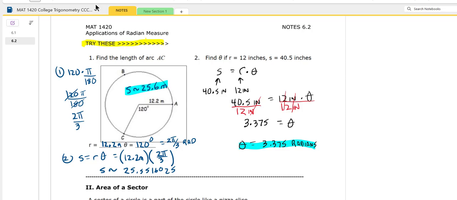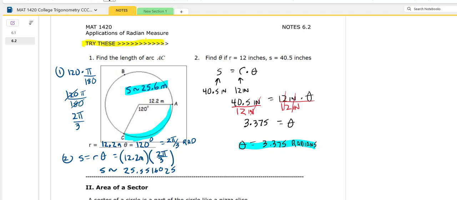So the answer I got to number 1 was, when I rounded to 1 decimal, was 25.6 meters. And that again gives you the length of this arc right here. That's how long that is. And that's logical. If the radius is 12.2, it looks like that arc's about twice as big, and it is about twice as big. So that's very logical to me visually.